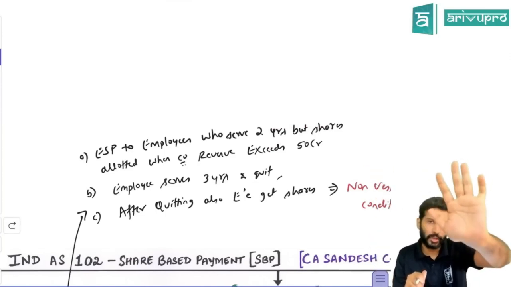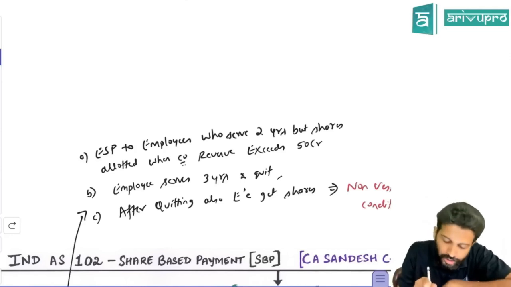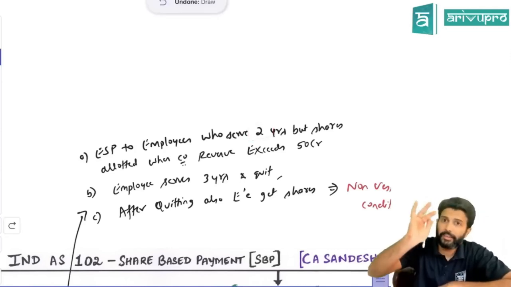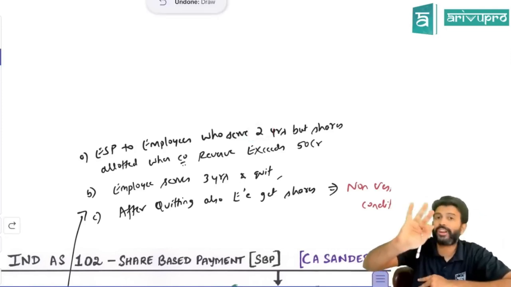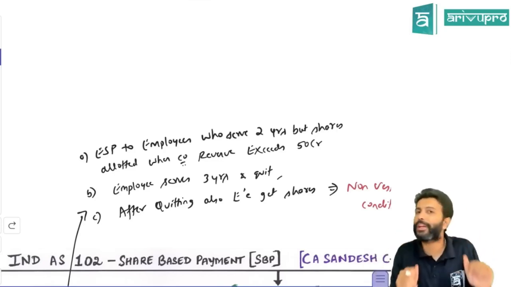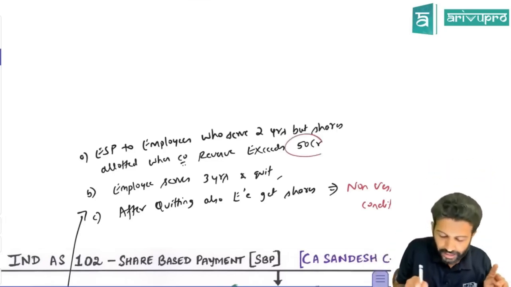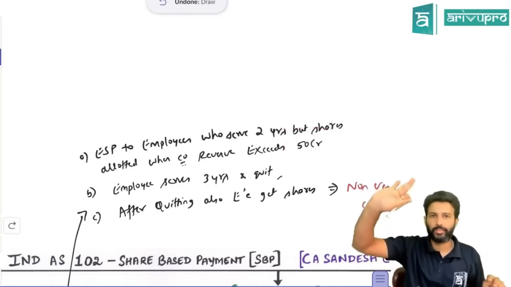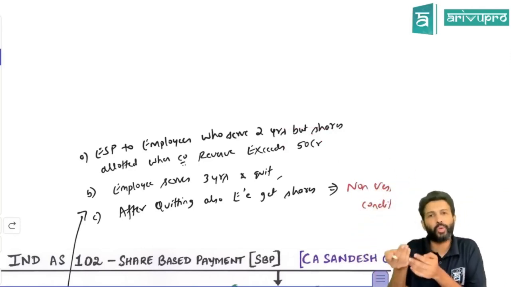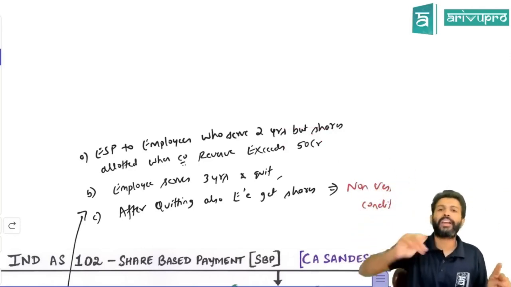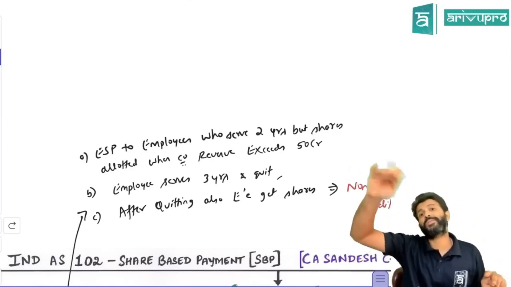We will give the shares only to those employees who serve a minimum of 2 years. And we will not give the shares immediately. After 2 years, if any employee completes 2 years, immediately we will not give them the shares. We will give the shares only when the revenue of the company exceeds 50 crore, whenever that is. If it exceeds in 2 years only, we will give it in 2 years only. If it exceeds in 5 years, we will give it in 5 years.